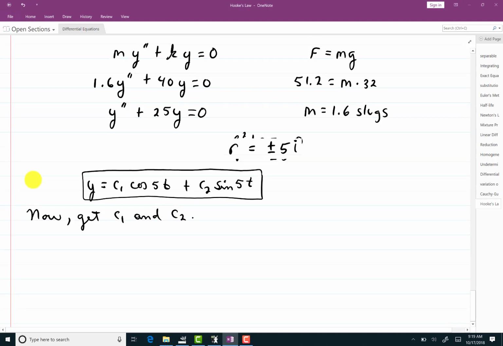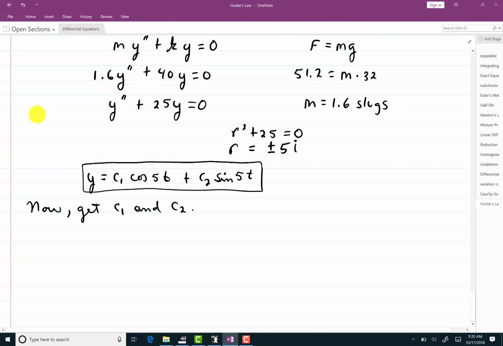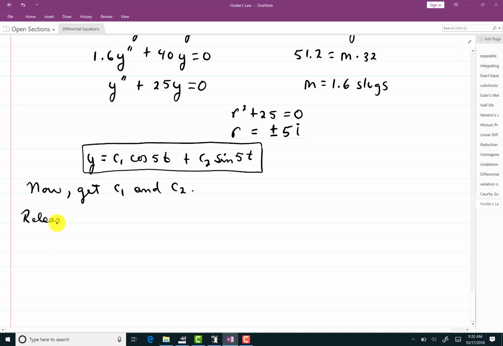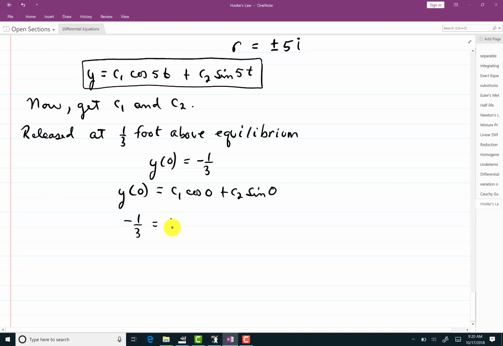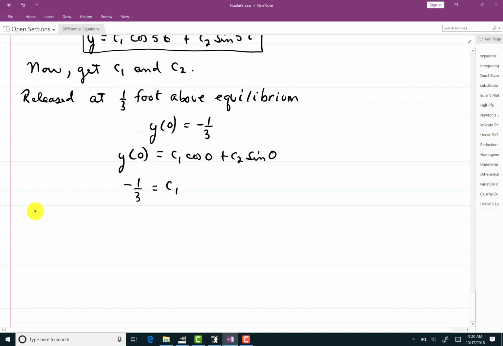All right, so the first thing we were given is that it was released from a point 1/3 foot above equilibrium. So that tells me that y of 0 equals negative 1/3. Up is negative. So let me plug it into the equation of motion. So y of 0 equals c1 cosine of 0 plus c2 sine of 0. Of course, sine of 0 is 0. And I have negative 1/3 equals c1. So far my equation is y equals negative 1/3 cosine of 5t plus c2 sine of 5t.